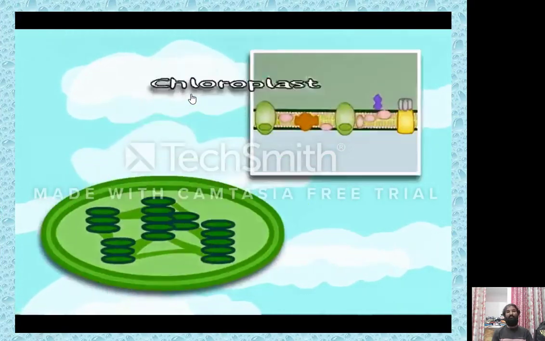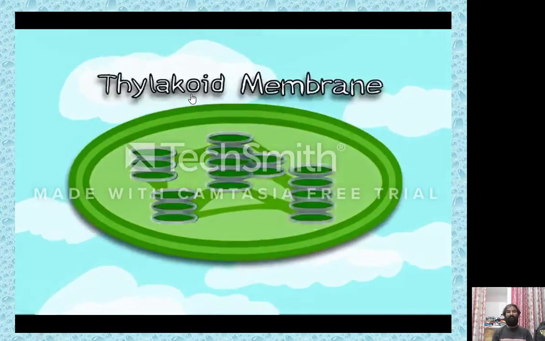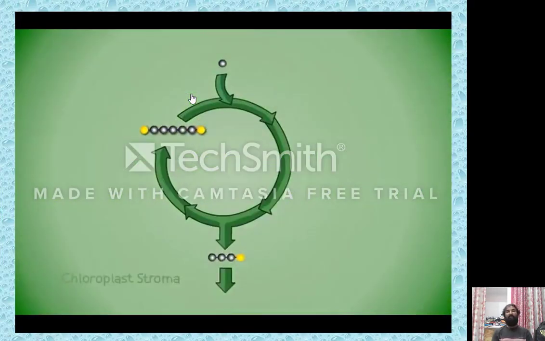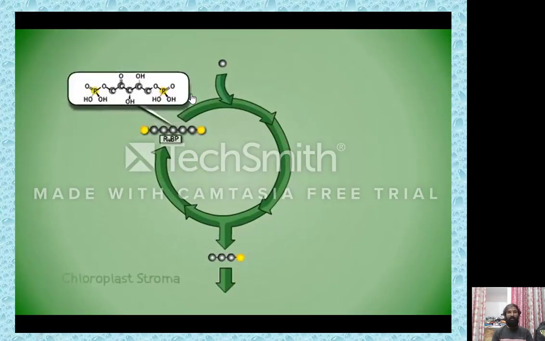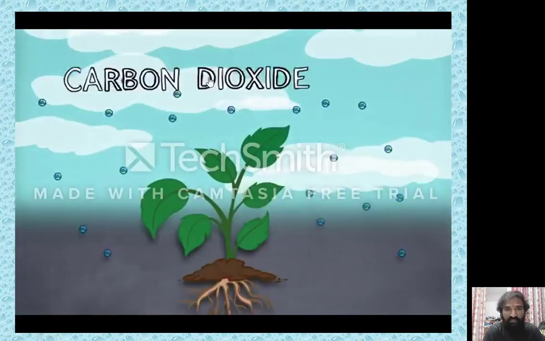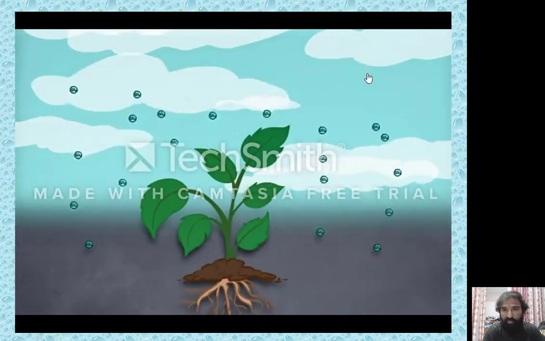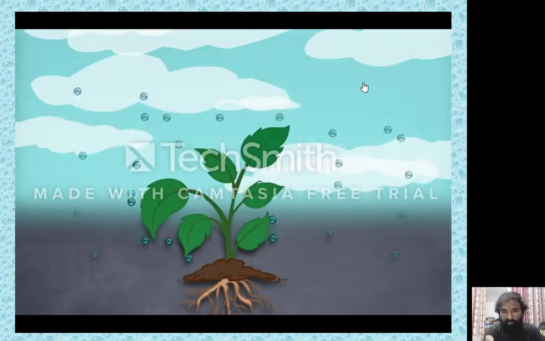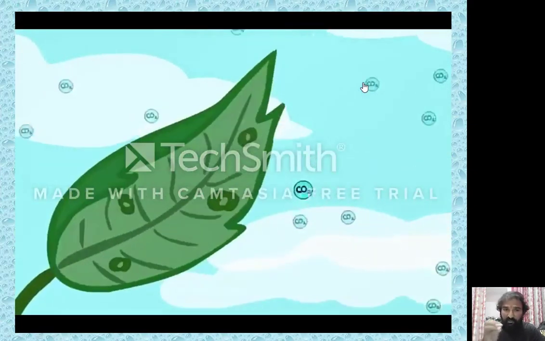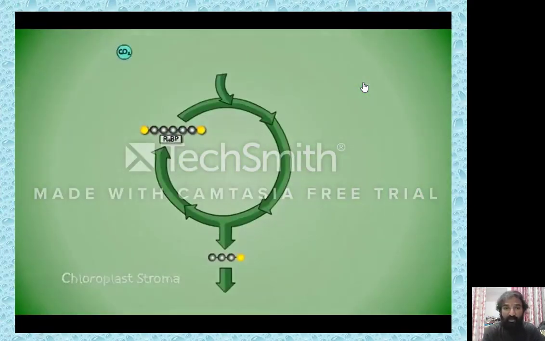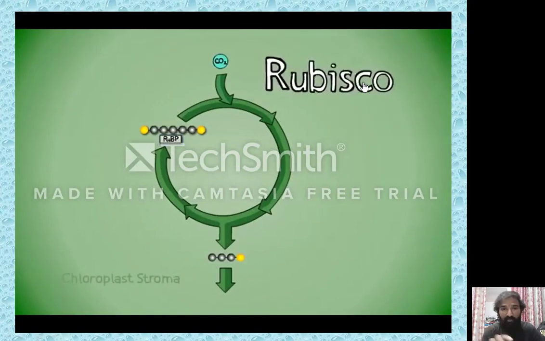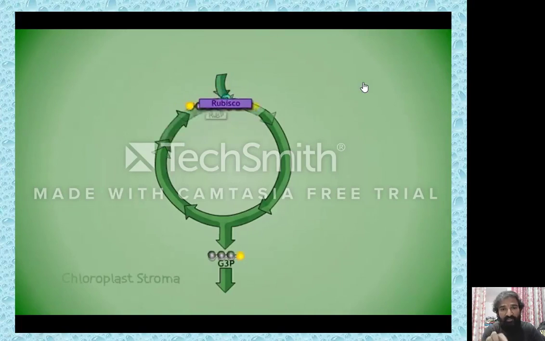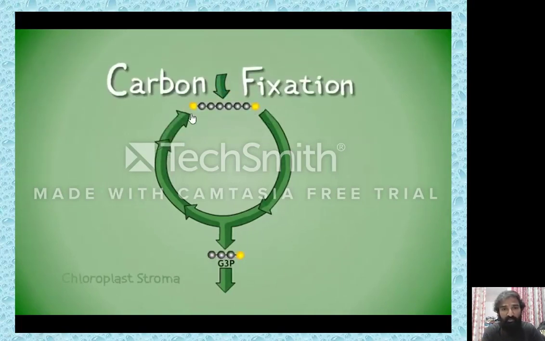Actually, in the stroma of the chloroplast, the thylakoid membrane is present. Here RuBP is a 5 carbon compound. This RuBP reacts with carbon dioxide, which is a 1 carbon compound. The carbon dioxide is absorbed by the plants and enters the stroma, where it reacts with RuBP in the presence of which enzyme? Rubisco enzyme. Carbon dioxide fixation takes place: 5 carbon RuBP and 1 carbon carbon dioxide. How many carbons are formed here?